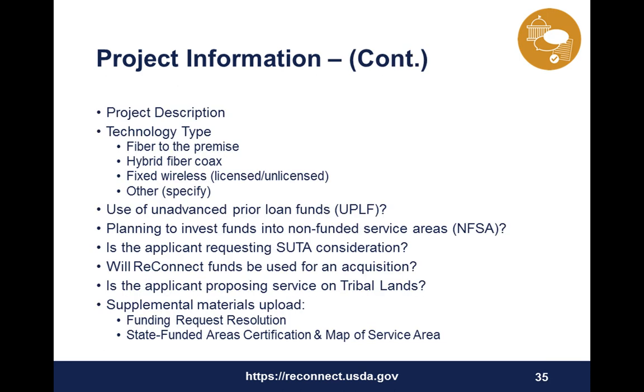Here you can see the project details applicants should be prepared to articulate for USDA's review. These include project description, technology type, whether it is fiber to the premise, hybrid fiber coax, licensed or unlicensed fixed wireless, or a different technology type that applicants will have to specify with a description. You may select more than one technology type.